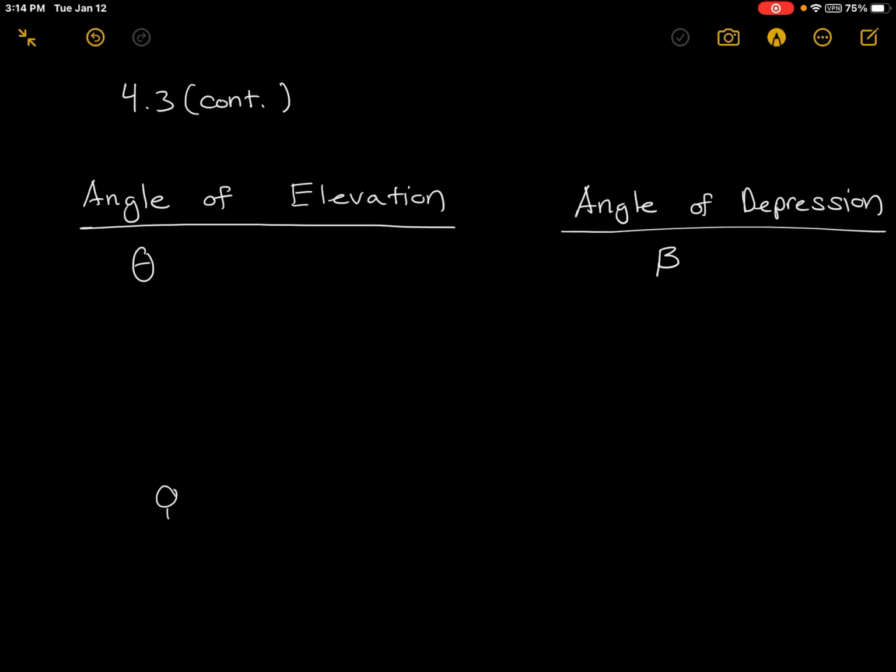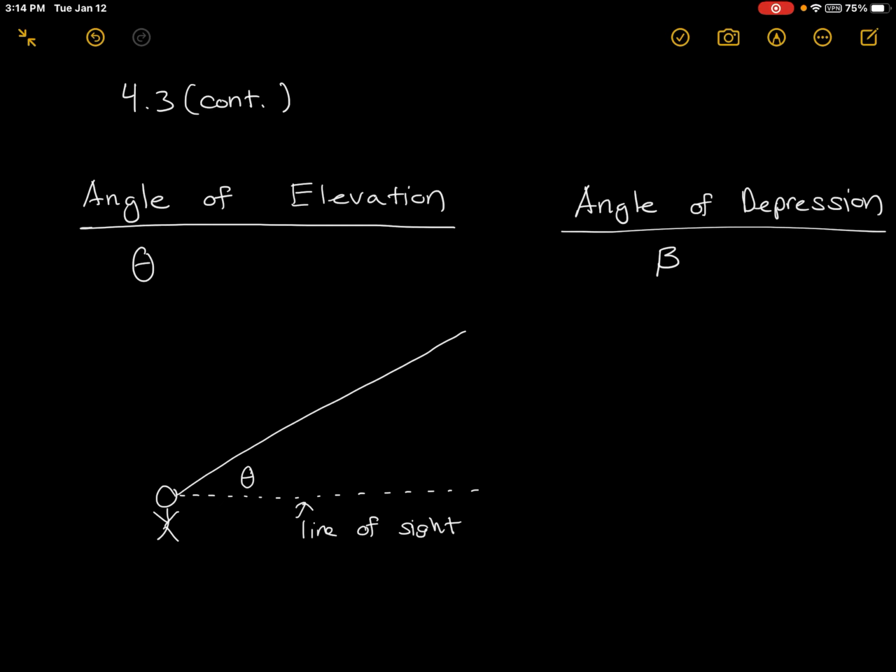So if you have some person right here, and this person has a line of sight, okay? These are his or her eyes, and let's say he's looking upward. The angle that is formed between the line of sight from this observer and this diagonal line right here, he's looking up at some cliff or mountain or whatever, that's called theta, which is called the angle of elevation, okay?